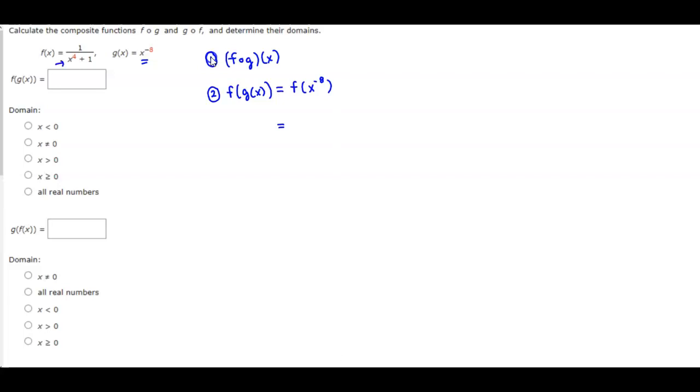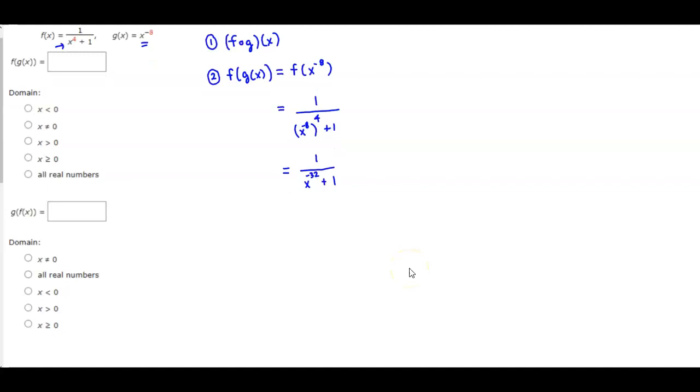So therefore, this now becomes 1 over our input raised to the fourth plus 1. Well, that means we've got to plug in x to the negative 8 for x. So we end up getting 1 over x to the negative 32 plus 1. So now this is our answer here.